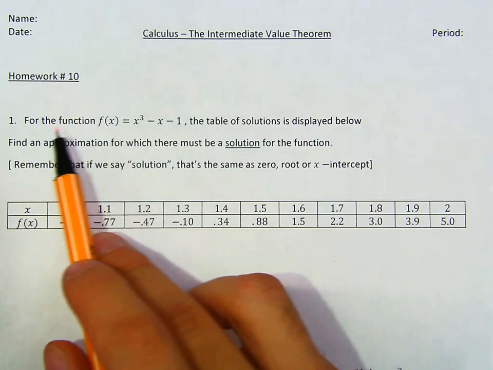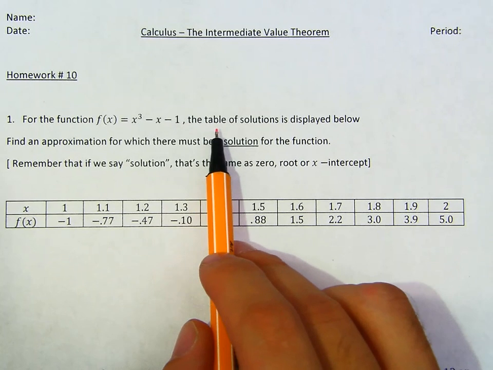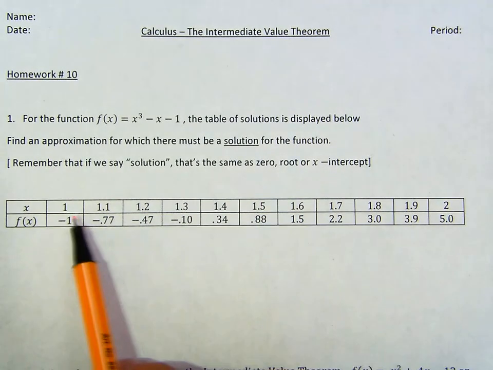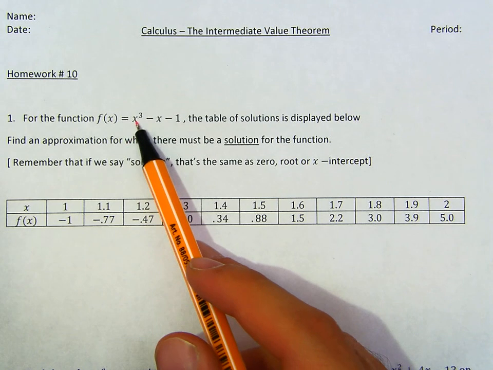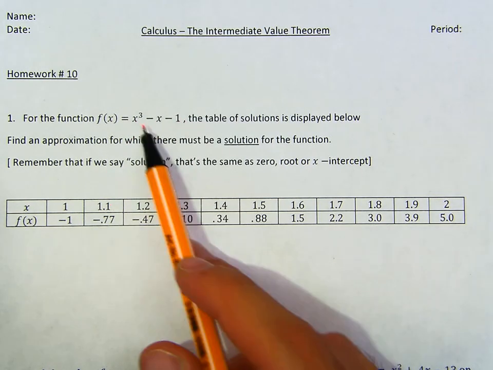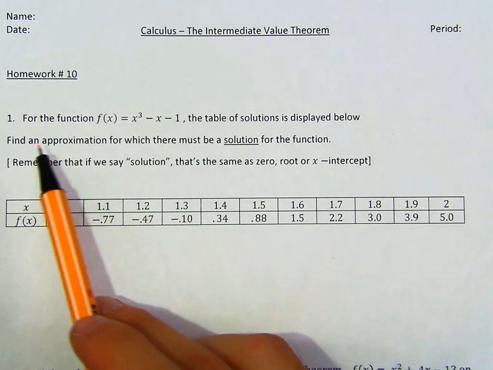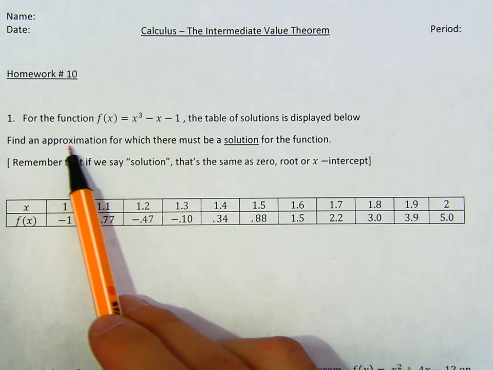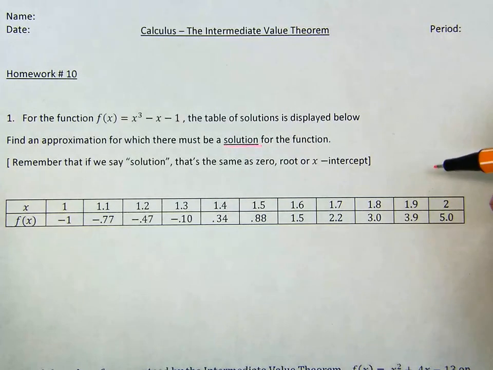Okay. It says, for the function f of x equals x cubed minus x minus 1, the table of solutions is displayed below. So what this is basically saying is that if I plug in 1 in here, it gives us negative 1. If we plug in 1.1, we get negative 0.77 and so on. So find an approximation for which there must be a solution for the function.